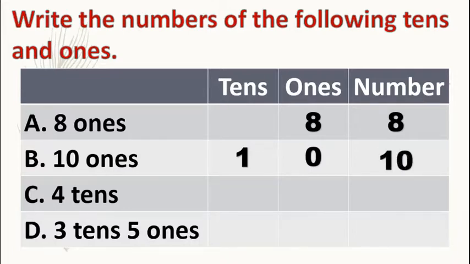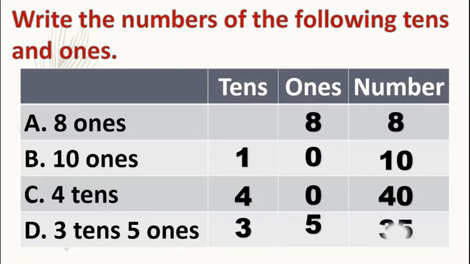Let's have letter C, 4 tens. As you can see, 4 tens, so we'll put 4 in our tens. How about ones? Because there is none indicated in our ones, we'll just put a 0. So the number would be, awesome, 40. And the last one, letter D, 3 tens, 5 ones. We'll put the 3 in our tens and 5 in our ones. So we got the number 35. Everybody got the correct answer.